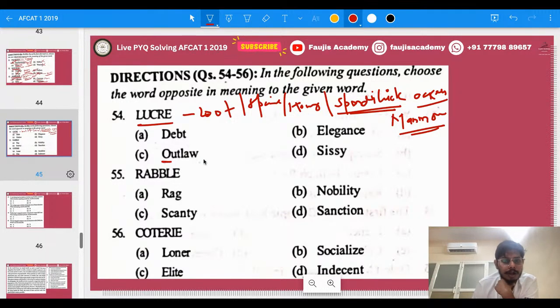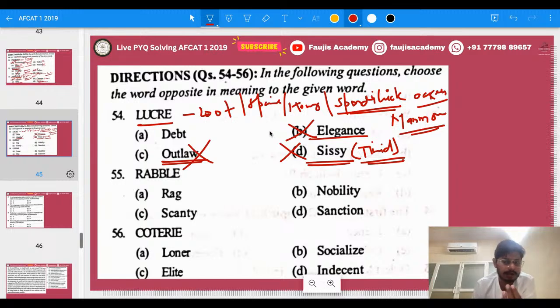Outlaw is someone who does not abide by the law. Elegance, that is not elegant. Sissy means again timid, someone who makes so much fuss. That is called sissy. Timid, coward, weakling, right? Namby pamby, namby pamby. So the opposite of it will be debt.